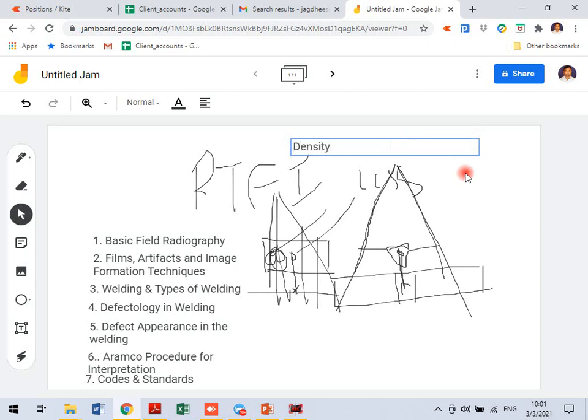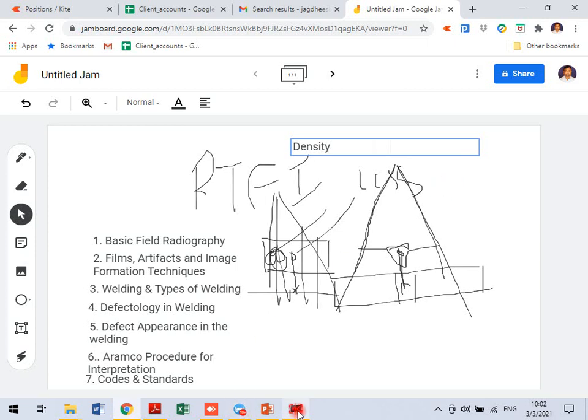You need to go through these. These are the basics. If you want to interpret, you need to understand these things. What is density? Tell me the definition. The difference between two areas, that is not density. Density means how black the film is. The definition is the degree of blackening. How black the film is, that is the density.